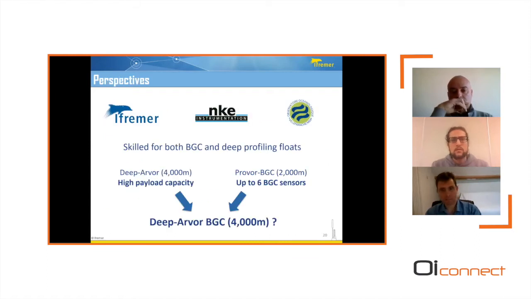And I would like to say also that at IFREMER we have a strong partnership with NKE Instrumentation, as well as LOV. NKE is our partner for industrial matters, and Villefranche, the LOV, is working on biogeochemical floats. So we are today thinking of making a Deep Arvor BGC, because we have skills in both BGC and deep profiling floats.